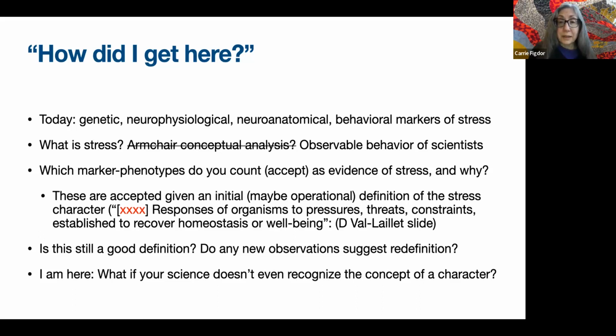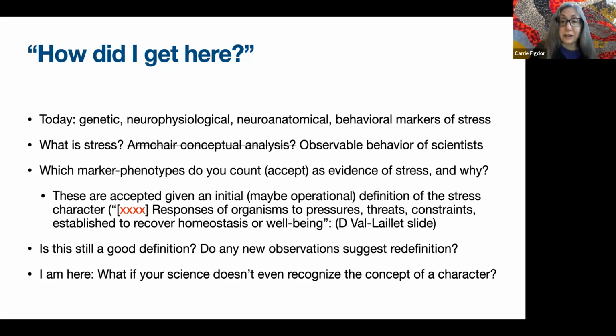And you accept these presumably because you have a working definition of some sort, could be an operational definition of some sort, of a particular stress character. So one of the earlier talks by David Vallaley gave a quick definition of stress as responses of organisms to pressures, threats, and constraints that are established to recover homeostasis or well-being.